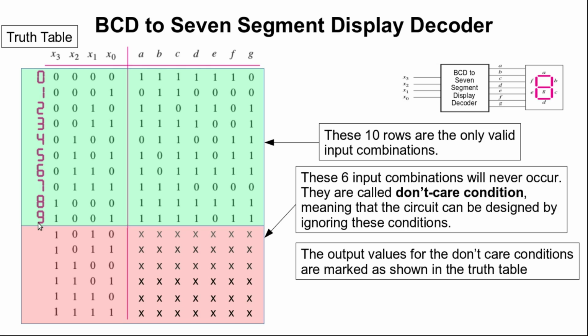Now this is how we can represent the output values for these don't care conditions. So for these 6 rows, the outputs are marked as cross. It means it doesn't matter what output value we consider. It may be 0 or it may be 1.